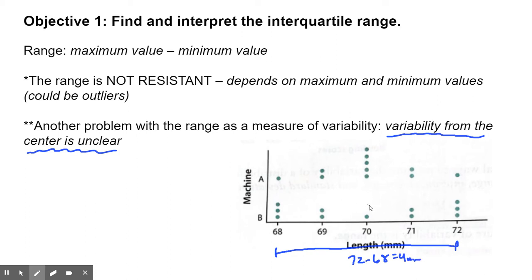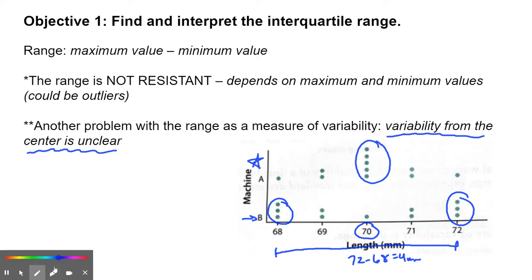But if I was a company, which of these dot plots would I appreciate more? Well, if my target is 70, I would appreciate A a lot more because there's a lot more at 70. B has a lot more data points that are away from the middle. So to me, B would be more variable, but you wouldn't tell that by using the range. So be aware that the range is not always the best thing to use. It is the simplest, but not always the best.